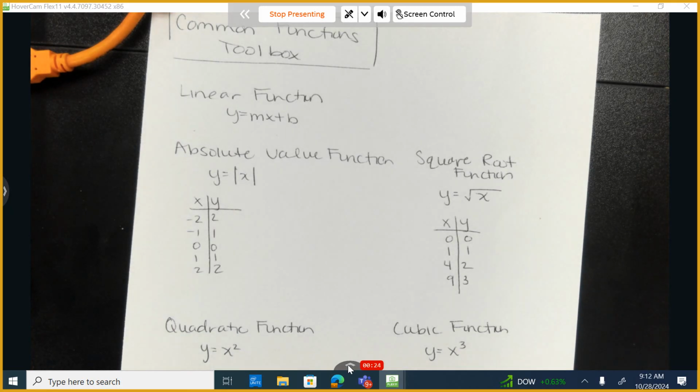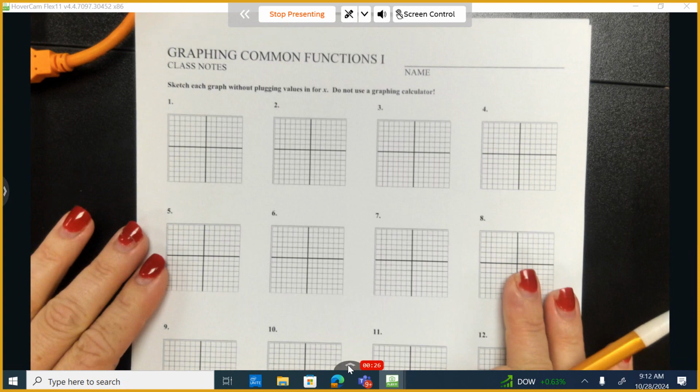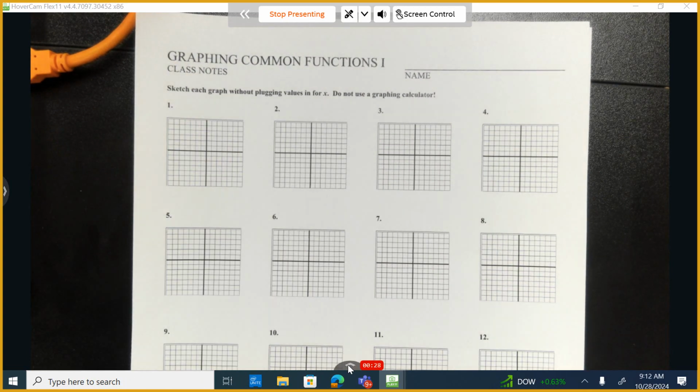So I would like you to take out the stapled packet, find the one that says class notes. Let's just do a quick review, just a real quick review. So we are bumping back to 8th and 9th grade today, and then we're going to build upon it as we get into reviewing quadratic functions, square root functions, and cubic functions.